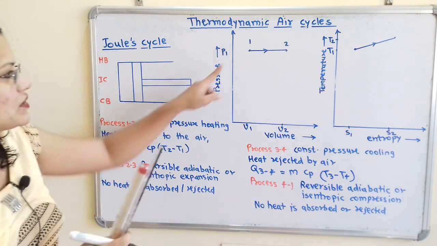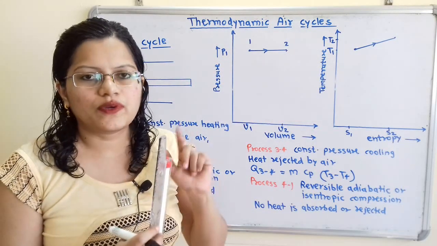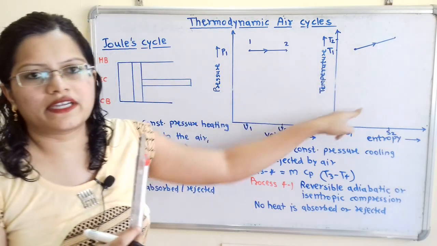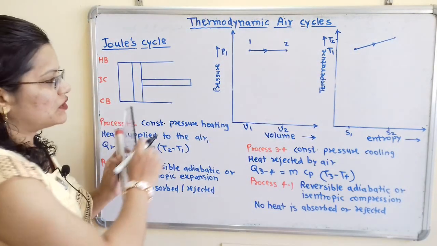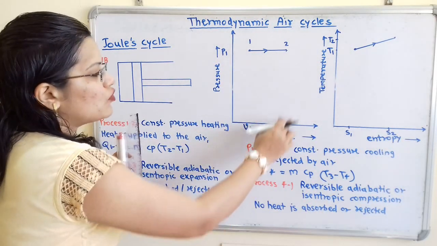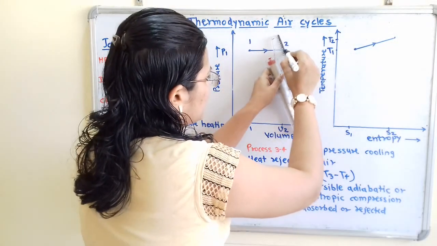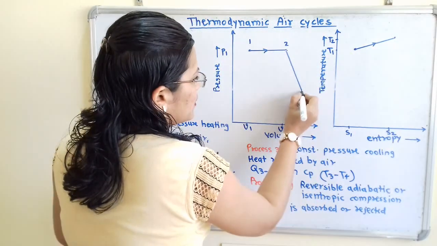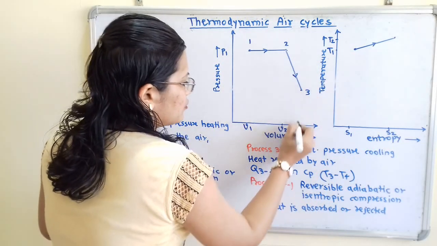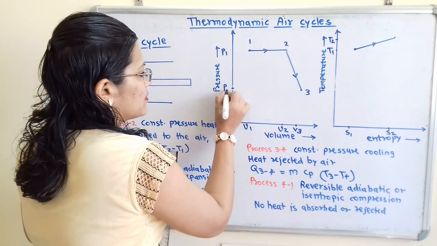That is, as pressure is getting decreased, that means temperature is also getting decreased. So we have to remember, we have to show here the temperature is also getting decreased. So we will show this. Here pressure is getting decreased and at the same time volume, we have to show increase in volume because of the expansion process. So here will be the point 3. So here we will show here is V3 and here is P3.